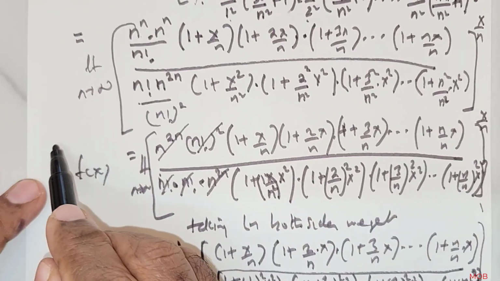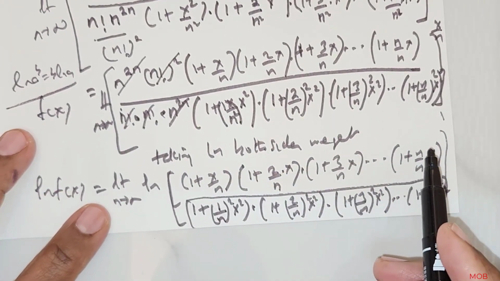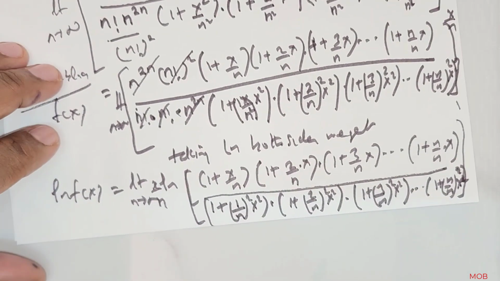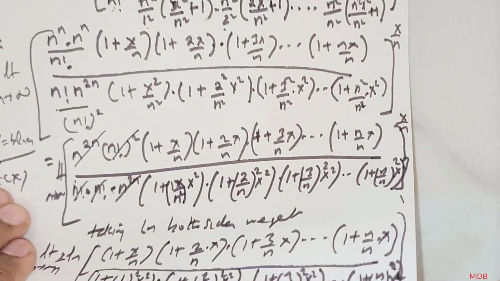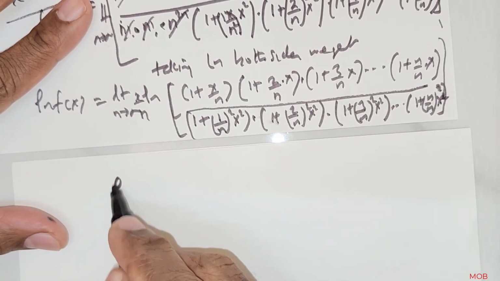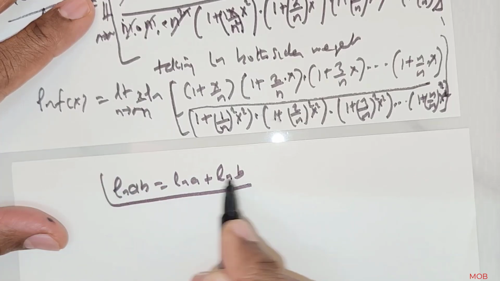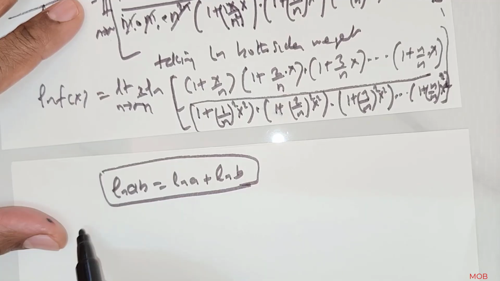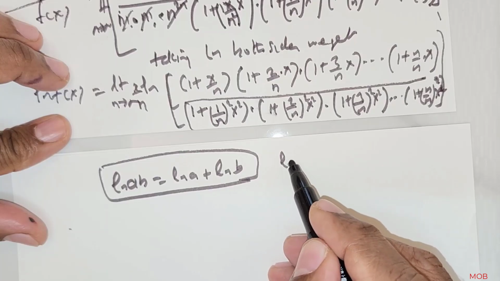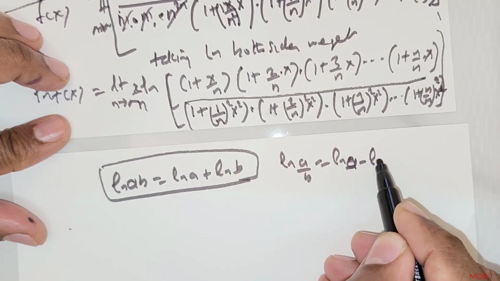So this is raised to the power of x over n. Now we know a formula, right? So ln a raised to the power of b is going to be b times ln a. So with this formula I can bring this x over n over here, right? This can be brought. So let me move to the next space. So we have another formula, ln of ab is nothing but ln a plus ln b. We can use this formula, right? And we can also use this formula, ln of a over b is equal to ln of a minus ln of b.